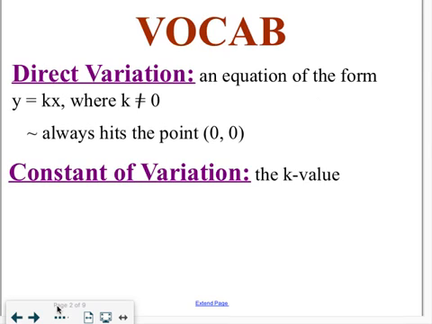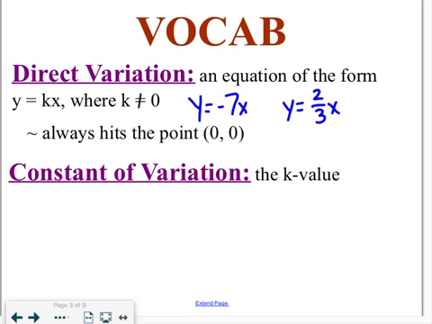Direct variation is an equation that follows the form y is equal to kx, where k cannot equal 0. So it'll look something like y is equal to negative 7x, or y is equal to 2/3 x. It's just going to be y is equal to some number in front of x.